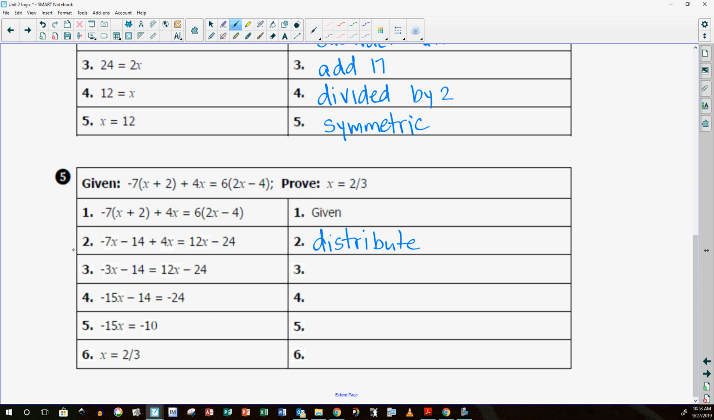From here to here, I noticed that there's a negative 7x and a 4x, but it's on the same side of the equal signs. So this is combining like terms. It's not a property we listed, but it is a fact in math. So we're going to combine like terms.